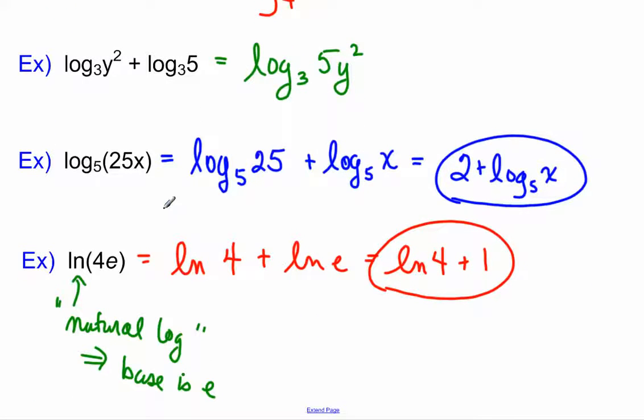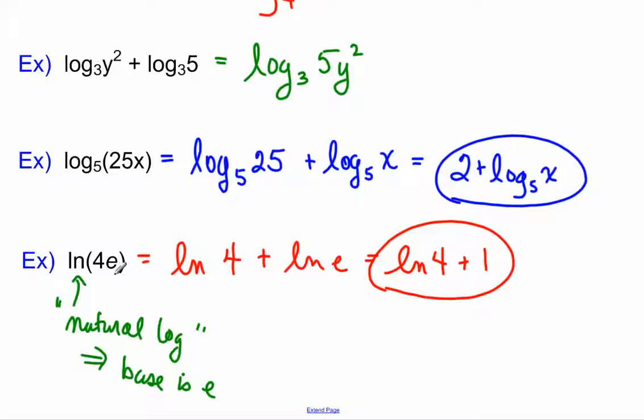What if I want to do the other direction? If I have a product and I want to split it up, log base 5 of 25x could be split up as log base 5 of the 25 plus log base 5 of the x. But this first one we actually know, right? Because the answer to this is what exponent, what power do I put on 5 to get 25? In other words, how many times would I multiply 5 with itself to get 25? The answer would be 2. So simplify it if you can.